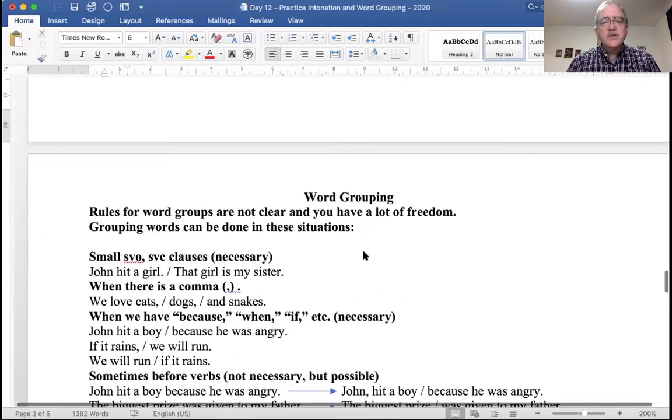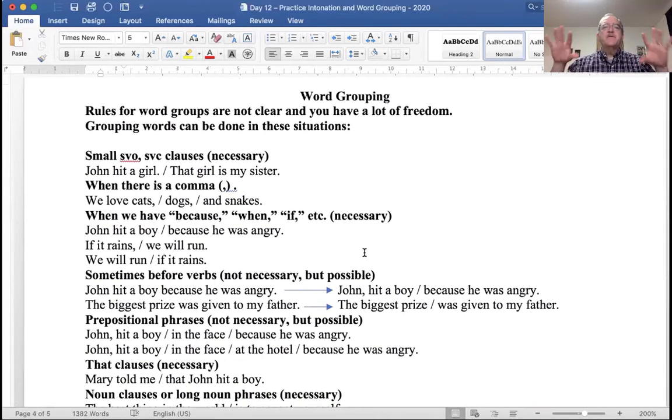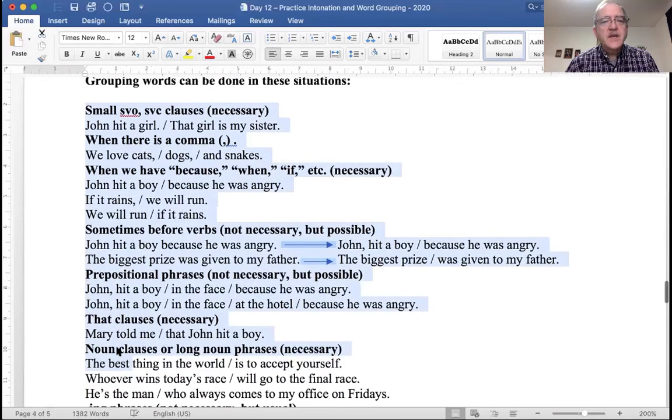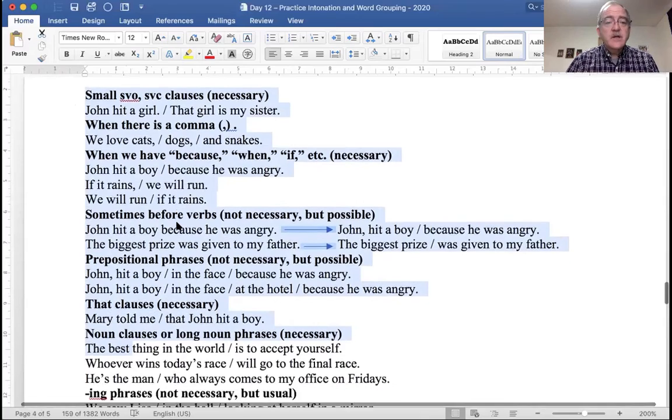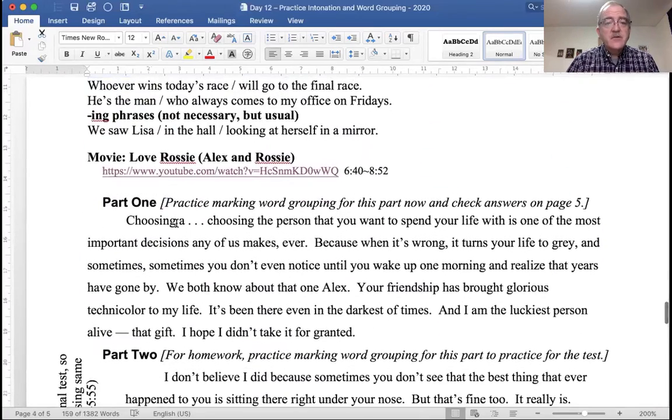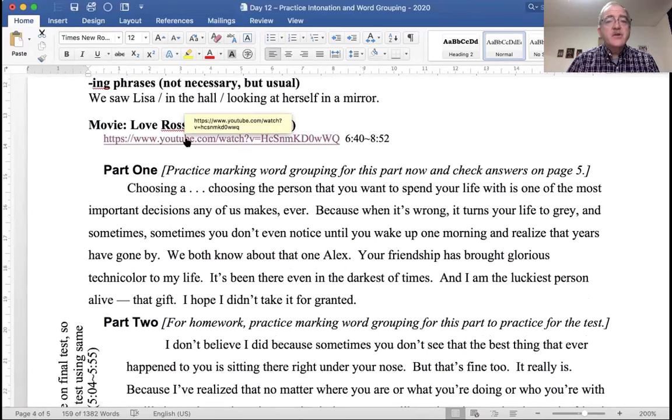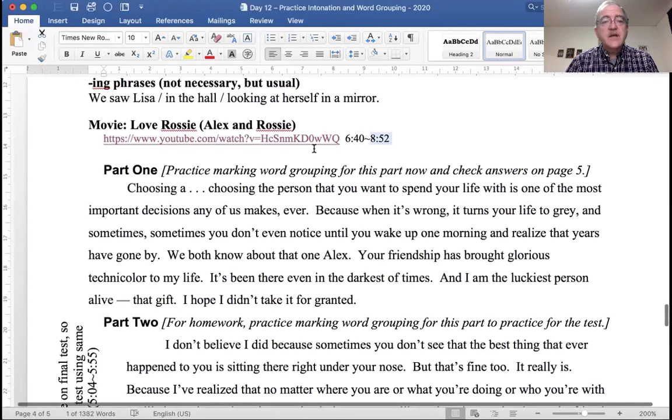Now, we also worked on word grouping, and word grouping is very vague. It's not clear. And I had you read some of these rules for when to use word grouping, and we practiced last week, okay? But for the test, mostly word grouping, you pick it up by listening, not by rules. And so for the test, we're gonna look at a movie. You click this YouTube, and you watch this movie. Start at 6 minutes and 40 seconds and go to 8 minutes and 52 seconds on this YouTube video.